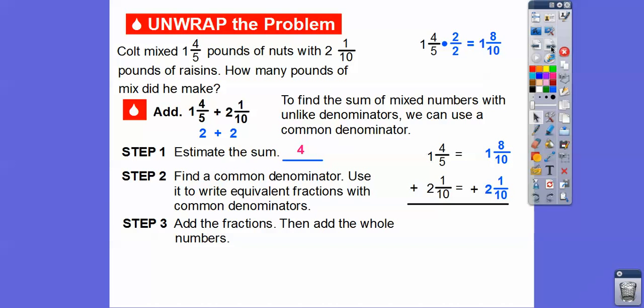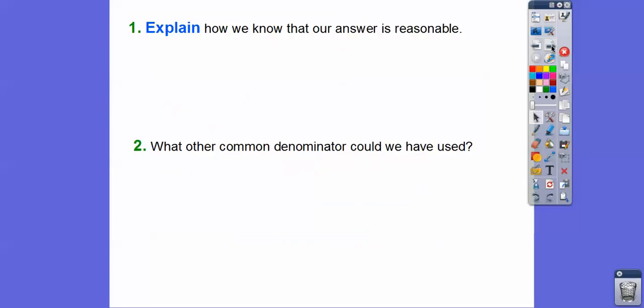Now we're going to add the fraction parts, and then we'll add the whole numbers. So 8/10 plus 1/10. Now we just add the top pieces. 8 plus 1 is 9/10. Then add the whole numbers. We get 3 9/10. So Colt mixed 3 9/10 pounds of nuts and raisins. So it sounds like gorp. Gorp is what we used to call the trail mix that we'd go hiking with.